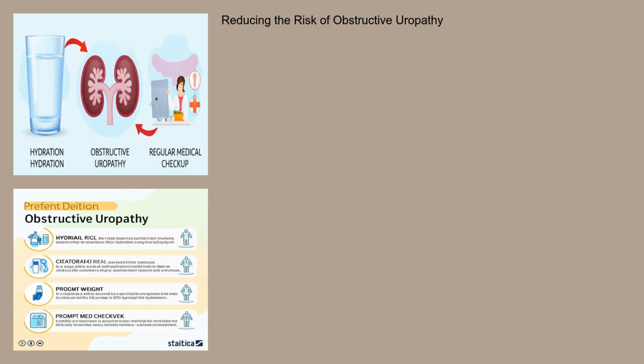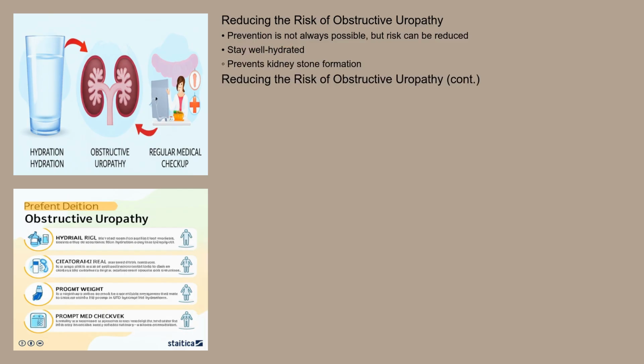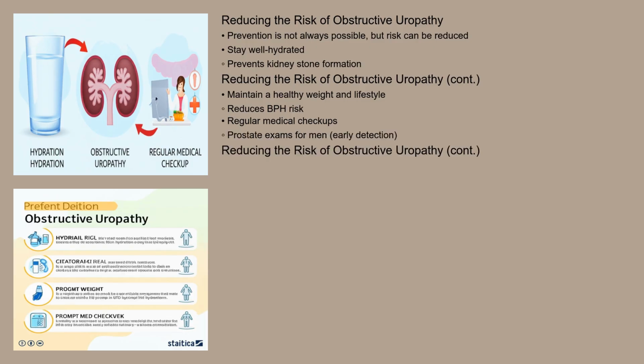While it's not always possible to prevent obstructive uropathy, some measures can reduce the risk. Staying well hydrated can help prevent kidney stone formation. Maintaining a healthy weight and lifestyle can reduce the risk of BPH. Regular medical checkups, including prostate exams for men, can help detect and treat potential problems early. Prompt treatment of urinary tract infections can also help prevent complications that could lead to strictures.